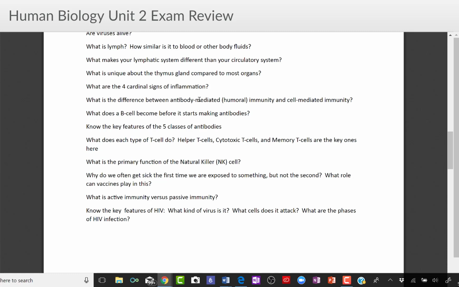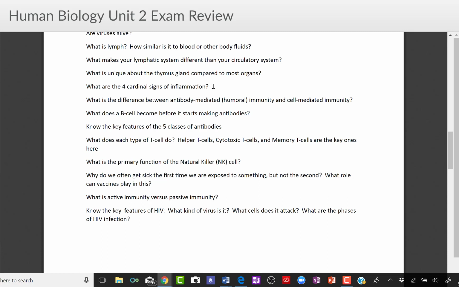All right, what are the 4 cardinal signs of inflammation? So these are going to be caused by those inflammatory chemicals we already mentioned, histamine and heparin, but it's redness, swelling, heat, and pain. So pain is a sign of tissue damage, whether it's an infection, trauma, doesn't matter. Redness, swelling, and heat all come from the fact that there's more blood in the area. It's red because more red blood. It's swollen, there's more fluid there because this extra blood is coming to the area.